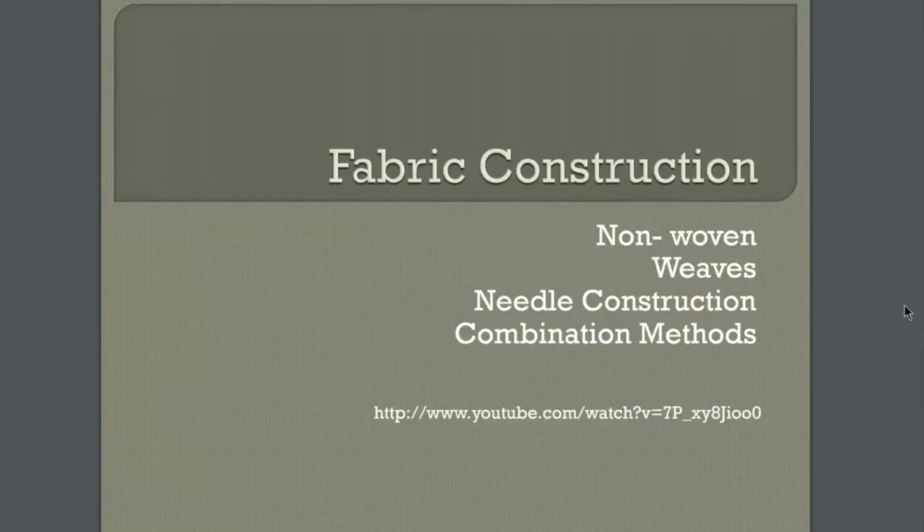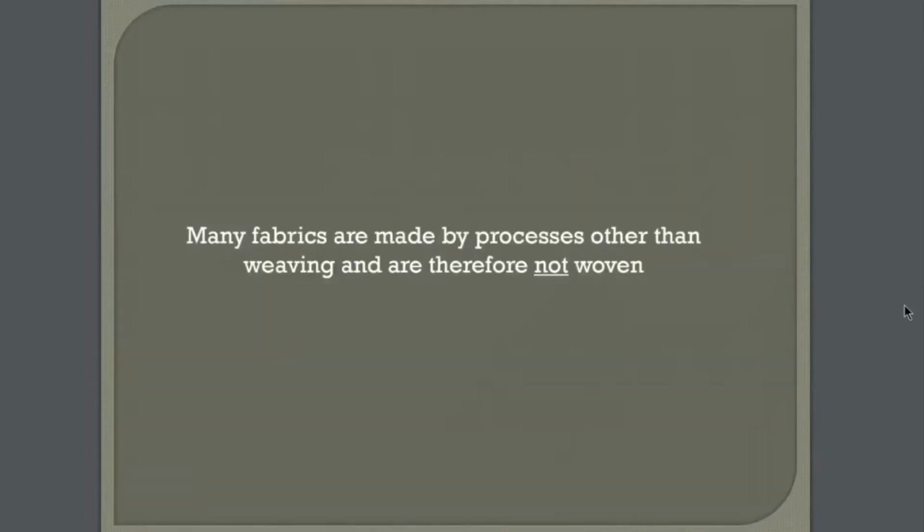So beginning with fabric construction, how are fibers transformed to yarn and then woven into a textile? Before we look at different types of weaves, I just wanted to point out that many fabrics are made by processes other than weaving, and therefore are not classified as woven.